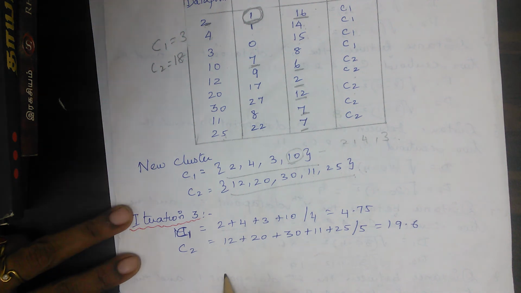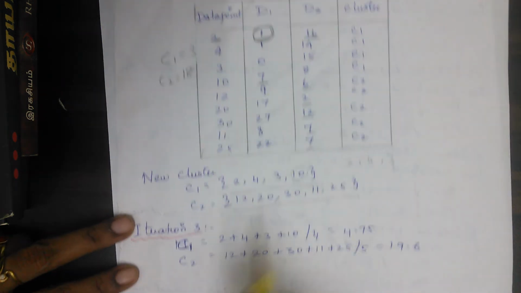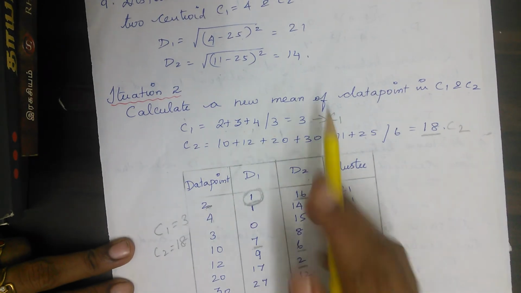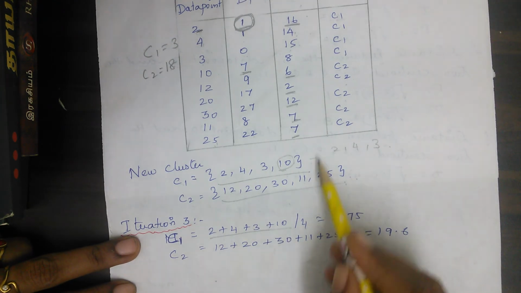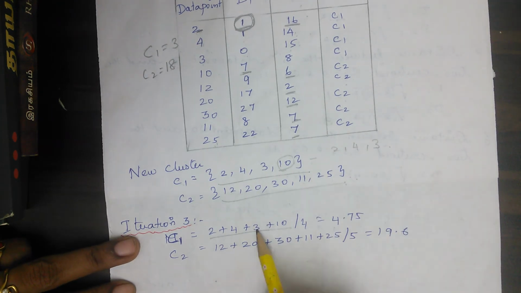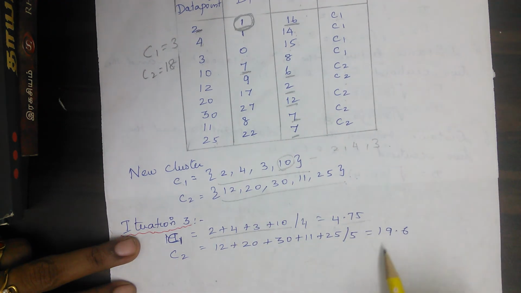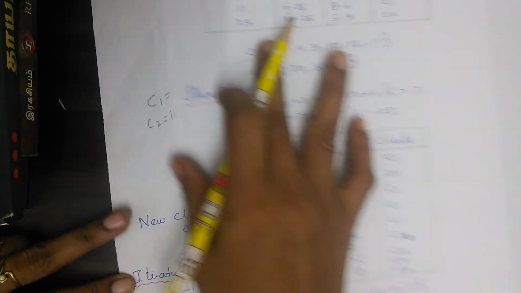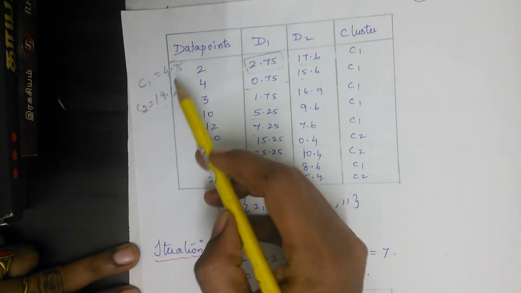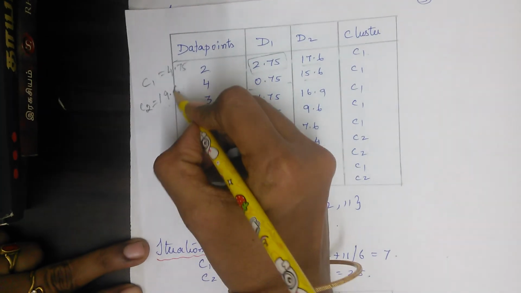Again you have to calculate a new centroid. As we did in the second iteration, we calculate the new centroid by finding the mean value of the old formed cluster. So 2 plus 4 plus 3 plus 10, divided by the number of points 4, is 4.75. And now C2 is 12 plus 20 plus 30 plus 11 plus 25, divided by the number of points 5, which is equal to 19.6. So now C1 is going to be 4.75 and C2 is going to be 19.6.